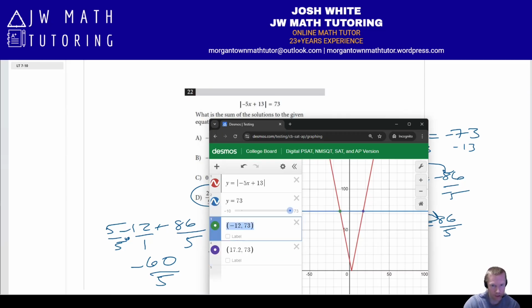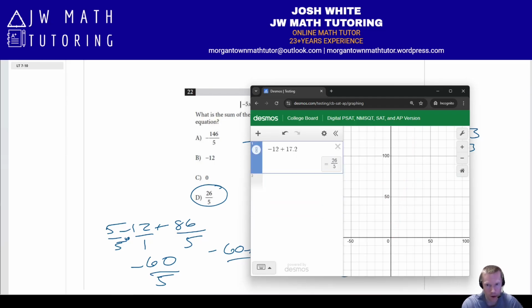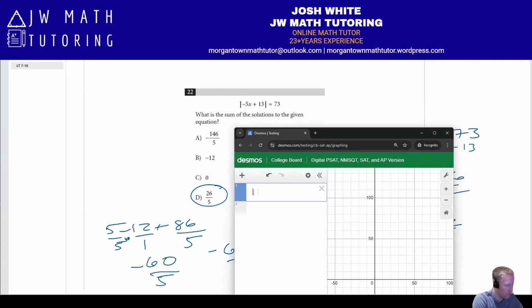So now my two values are going to be -12 plus 17.2. Okay, and so I get 5.2 as my answer. Now notice all the answers are in fraction form, so all you have to do is just click this right here, and now it's 26/5. Now it matches.